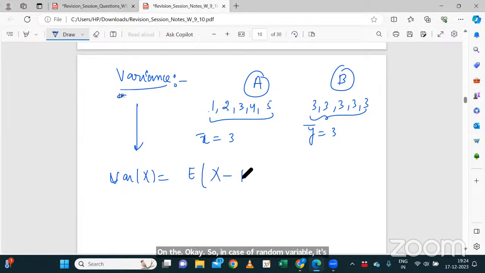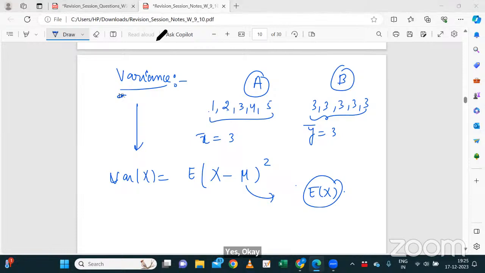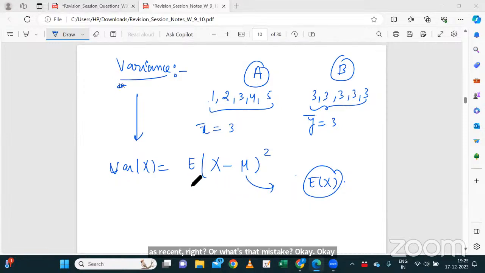of (x minus mu) square. So this mu is nothing but the expected value of your x. Do you have any query? Vishnu has raised his hand, or was it by mistake? Okay, so basically the variance of x is defined as the expectation of (x minus mu) square. So this is nothing but the deviation of each value from its mean.